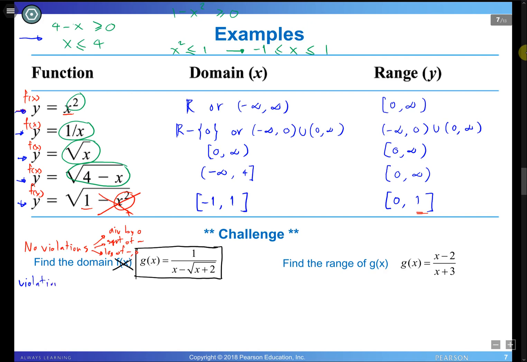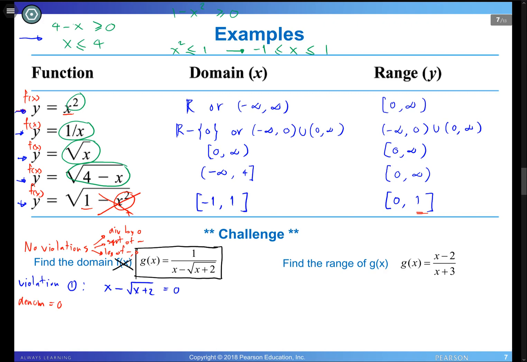Violation occurs when the denominator of this fraction becomes 0. So violation number 1 happens when x minus the square root of x plus 2 equals 0. That is the first violation, so we are going to find out when this happens. Violation number 1, denominator equal to 0. So let's solve this equation for the values of x that make this true.